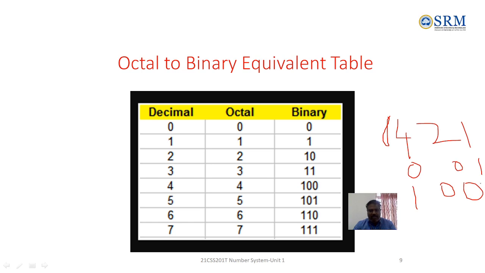So that's why 0. Let me see 5. For 5 we can go for 1, 0 and then 1. That is 4, 0 and 1, which is called 4 plus 1, 5. So that's why we enable 1, 0, 1. Likewise we can apply the table here. This is called the octal to binary equivalent table.